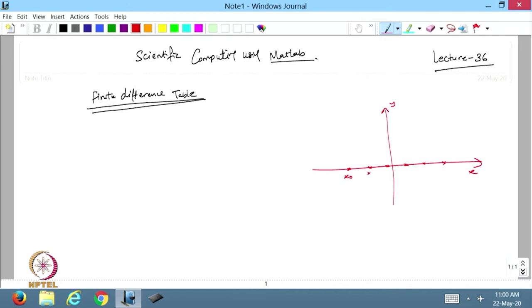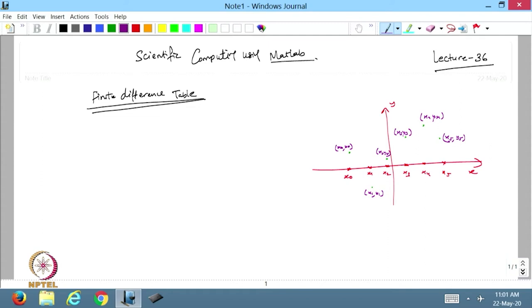So suppose this is my x0, x1, x2, x3, x4, x5. Let us take a total of 6 mesh points, or nodal points, and at these nodal points the values of the function are given to us: this one, then this, maybe this value, then this value. So this point is x0, y0. Then this is my x1, y1, x2, y2, then x3, y3, x4, y4, x5, y5. So all these points are given to us.